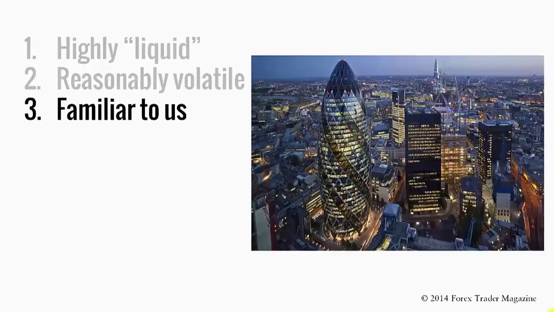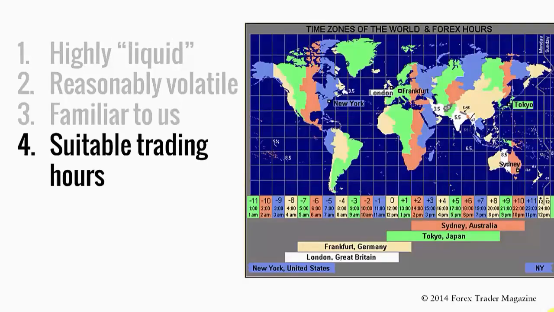And, of course, the third reason that we choose to trade with a particular pair is that they're very familiar with us. The more familiar we are, particularly with the behavior or the personality of a pair of currencies, and also with the news regarding those currencies, the more likely we are to be able to get the trade in the right direction, to be buying when we ought to buy and to be selling when we ought to sell. The fourth reason that we would choose to trade a particular pair is the suitability of trading hours.